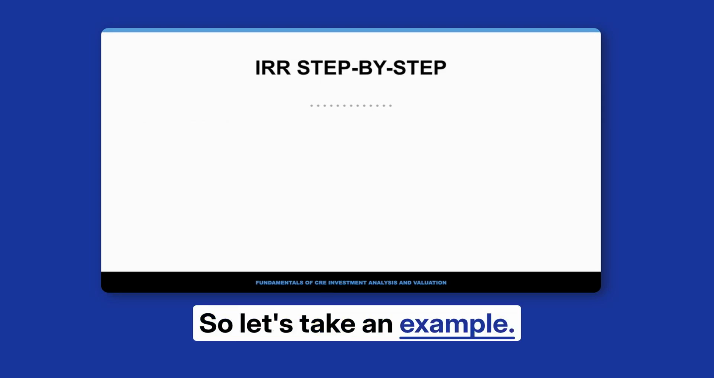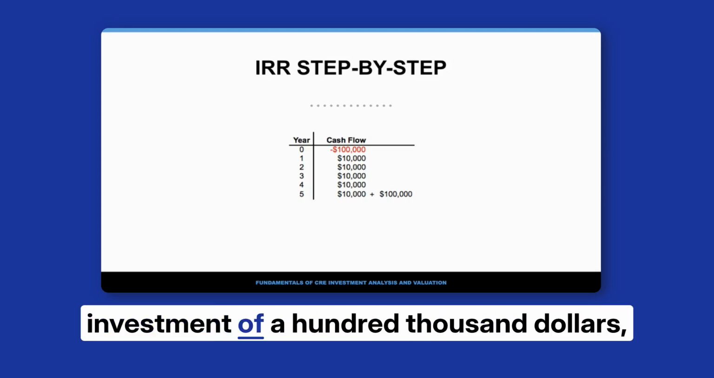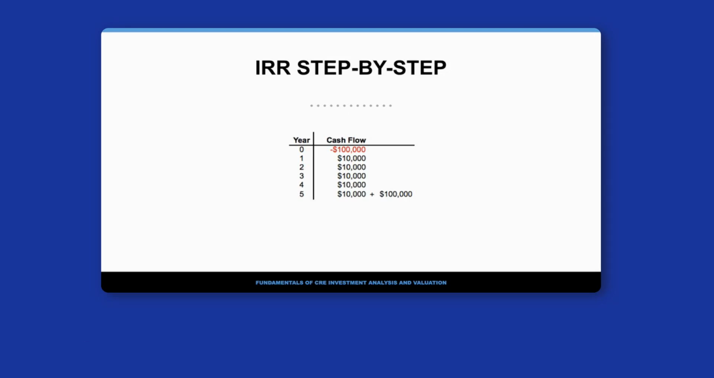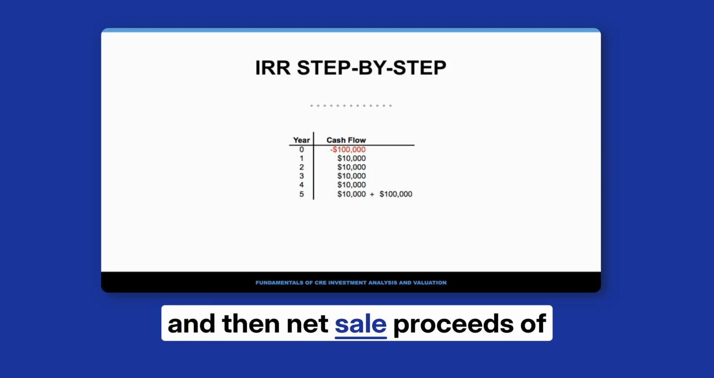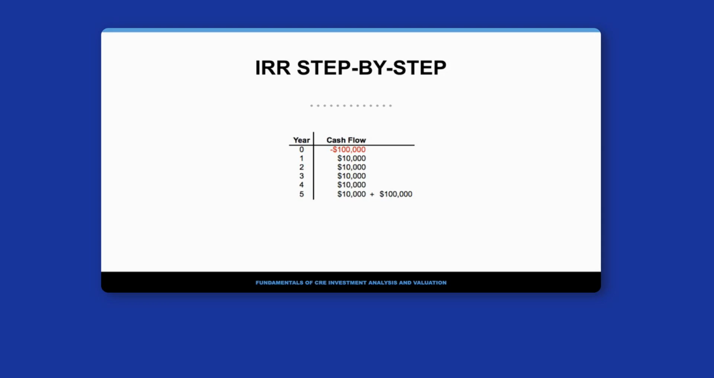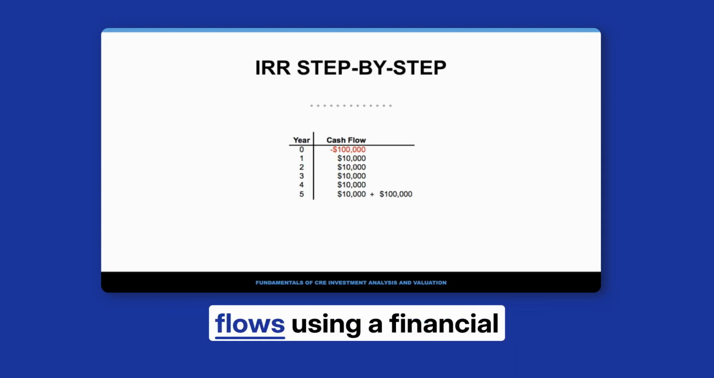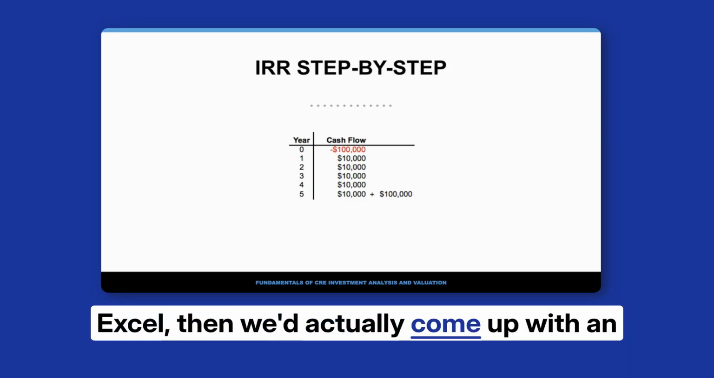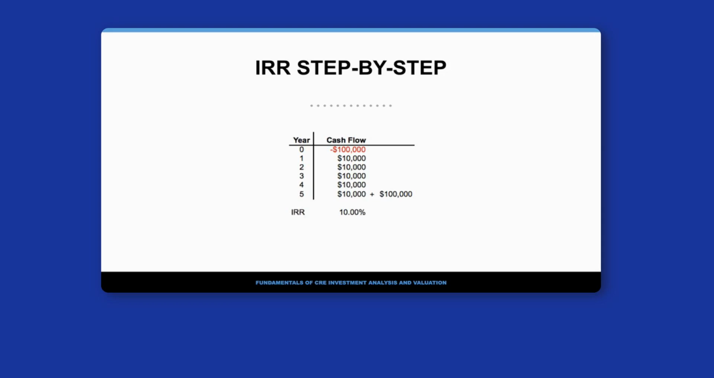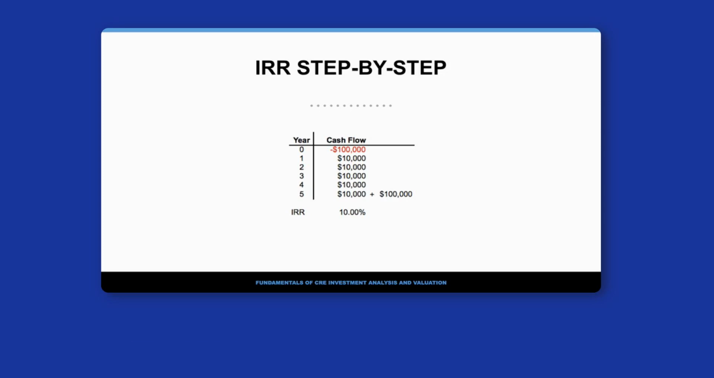So let's take an example. Suppose we have the following series of cash flows: an initial investment of $100,000, $10,000 cash flows each year for 5 years, and then net sale proceeds of $100,000. If we were to calculate an IRR on this set of cash flows using a financial calculator or Excel, then we'd come up with an IRR of 10%. A little later, we'll take a look at exactly how this internal rate of return is calculated.